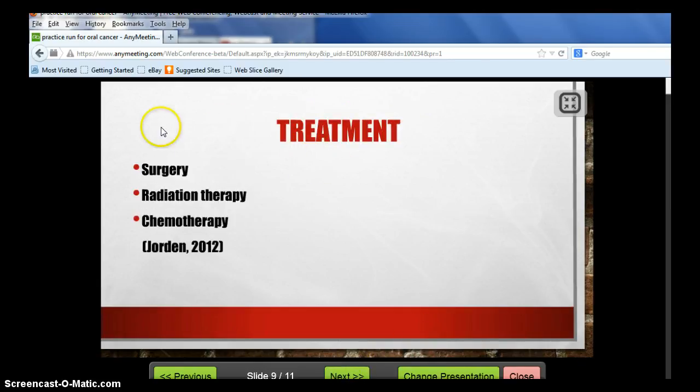The treatment for oral cancer is surgery, radiation therapy, and chemotherapy.